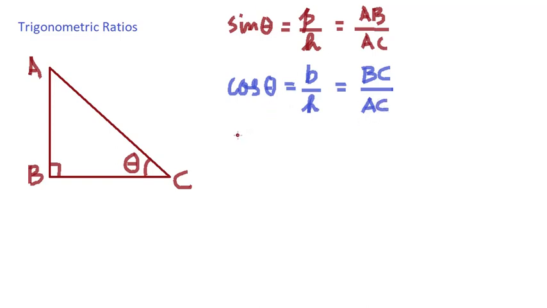We define the third trigonometric ratio, tan theta, as P by B. Now again, perpendicular for theta is the side opposite to theta, which is AB. And base with respect to theta is the side adjoining theta, which is BC.